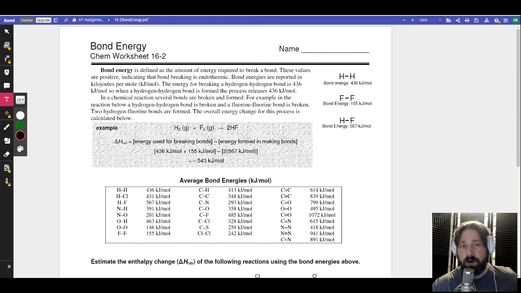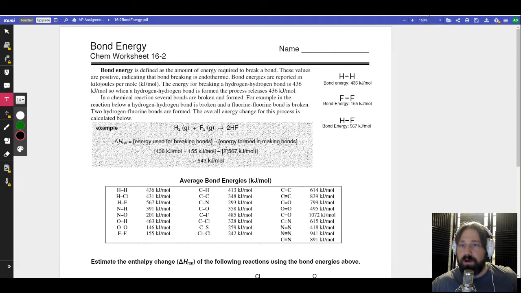Hey guys, so this time we're going to be talking about bond energies, bond enthalpies. This is one way that we can use to estimate how much energy a reaction is going to be releasing or absorbing. And we do that by taking advantage of the fact that different bonds have kind of an average energy associated with them.